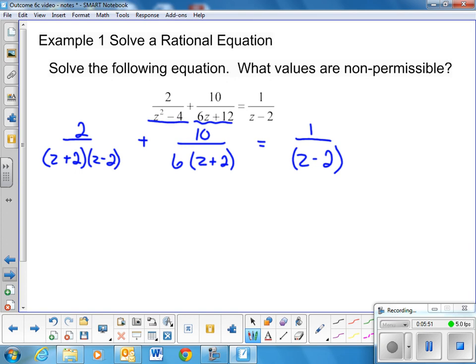We're looking then for the lowest common denominator. Lowest common denominator, if I start with the denominator of the first one, is going to be z plus 2 and z minus 2. Looking at the second one, what's new there is a factor of 6. And looking at the last one, there's no new factors, so this becomes my lowest common denominator. I need to multiply each of those three pieces by that lowest common denominator. So we're multiplying by 6, z plus 2, z minus 2 in each of these places.